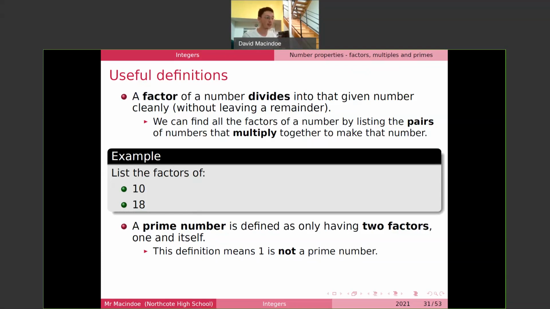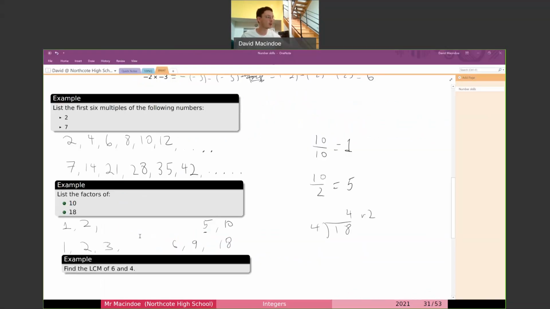So prime numbers, 2 is a prime number, right? 1 and 2 are its only factors. 3, also a prime number. 3 and 1 are its only factors. But if we look at the ones we were just working with, they've got way too many factors. This one's got 4, this one's got 6. Too many factors, they're not prime.